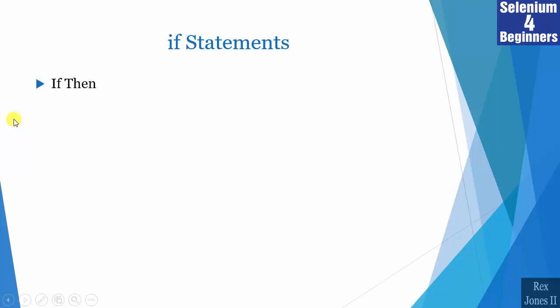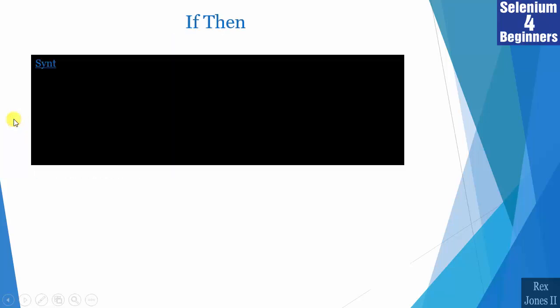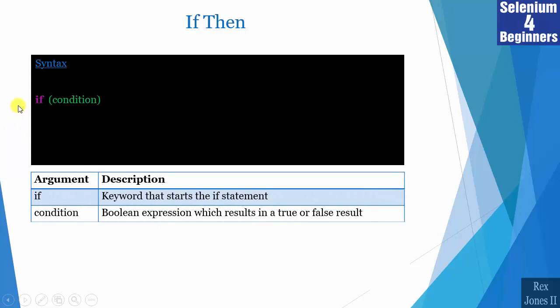Java provides three types of if statements. First is the if-then statement. Second is the if-then-else statement. Third is the if-then-else-if statement.